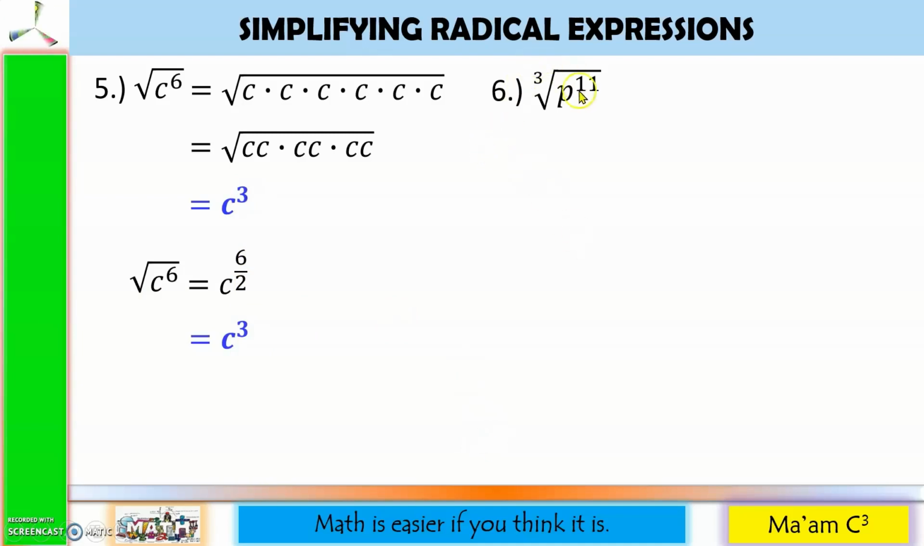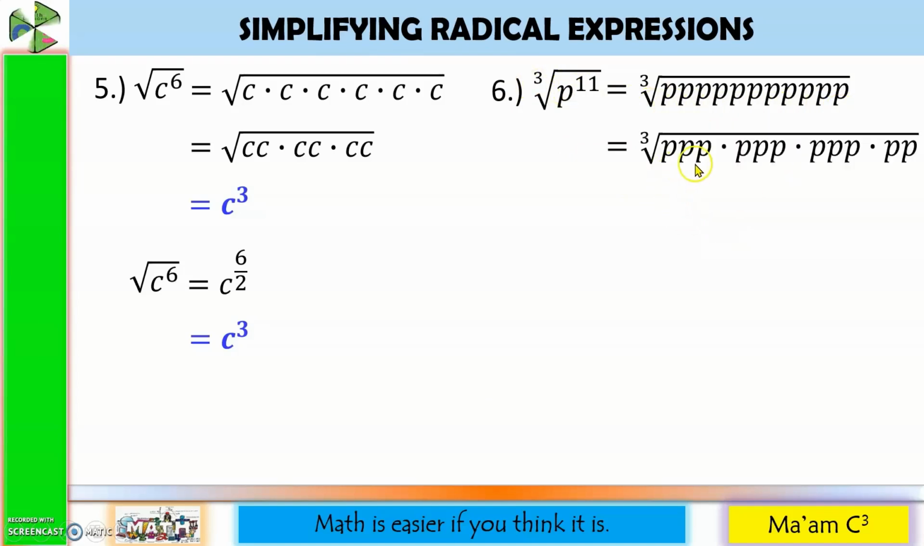Let's have another one. So this is cube root of p to the 11th power. So this is equivalent to cube root of p multiplied by itself 11 times. Now, since we are looking for cube root, we are going to group this by 3s. So we have ppp times ppp times ppp times pp.